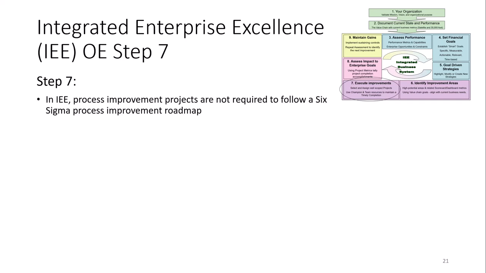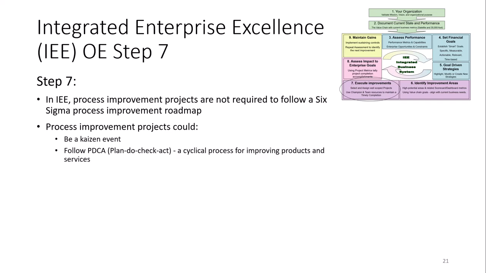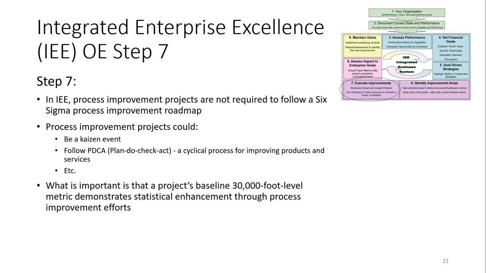Step 7. In IEE, process improvement projects are not required to follow a Six Sigma process improvement roadmap. Process improvement projects could be a Kaizen event, follow the Make methodology, or you could follow some other approach. What is important is that the project's baseline, that's the 30,000 foot level metric, demonstrates the statistical enhancement through this process improvement effort.